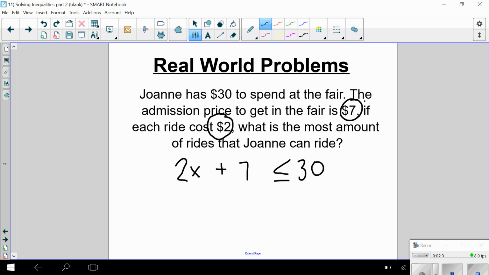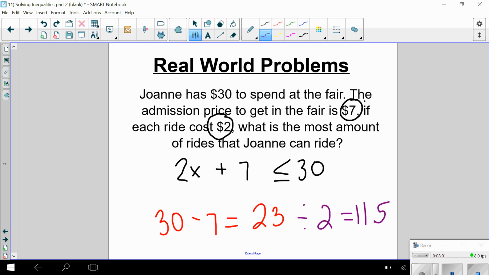Well, how do I figure out how many rides I can ride? It's really easy. You take the amount you start with, the $30, and you subtract your one-time fee. If you need to do it in a calculator, you can, but 30 minus 7 is 23. You take that amount and you divide it by the multiple time fee. So in this case, it's 2. So 23 divided by 2 is 11.5. Again, you can do that in your calculator. So that means at most she can ride 11 rides.